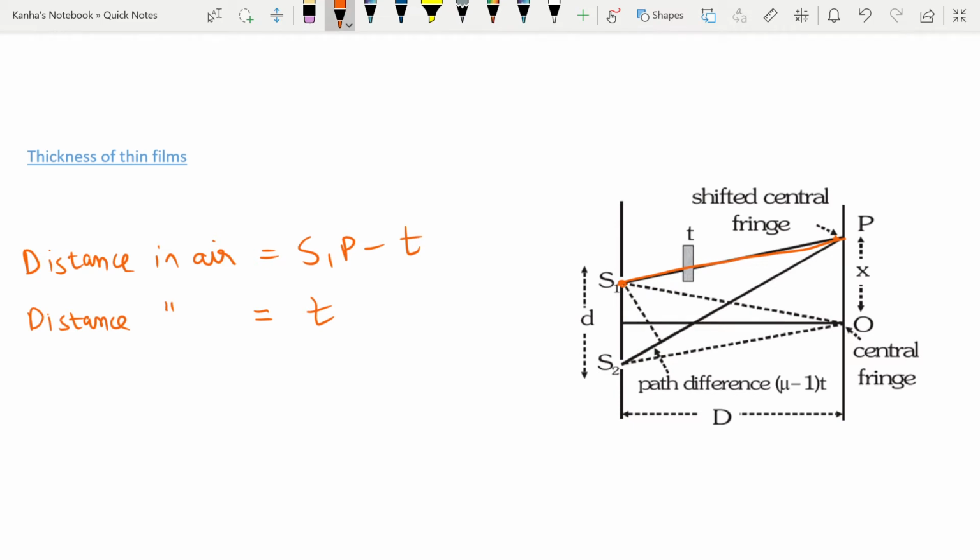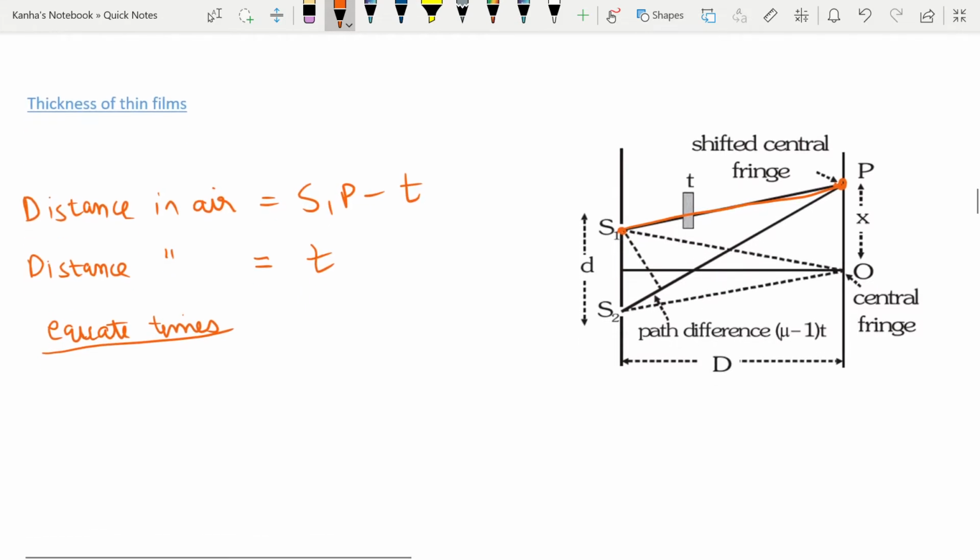Now, the time taken by light to reach up to a point P will be the same for both S1 and S2. So there should be no time lag between the waves that are reaching. Okay, so you need to equate the times. And when you do this, what do you get?